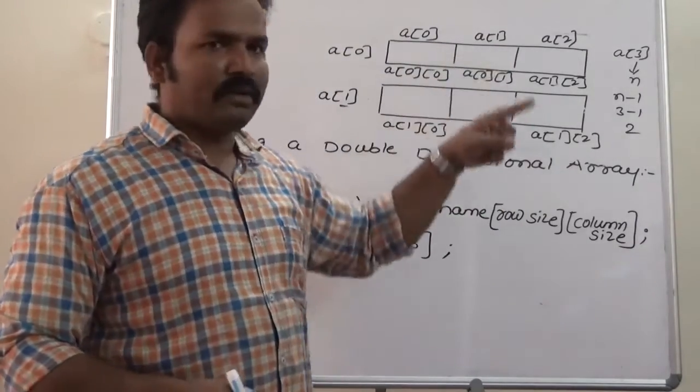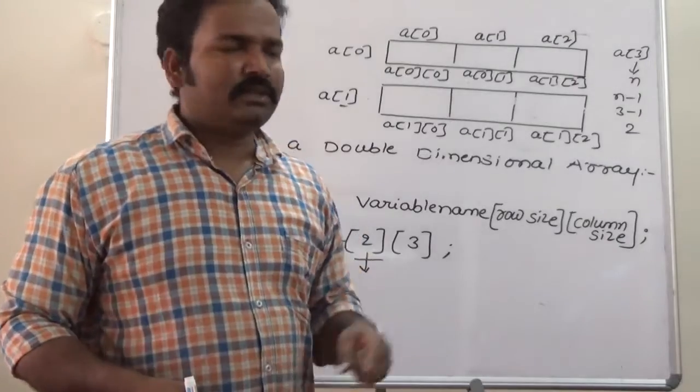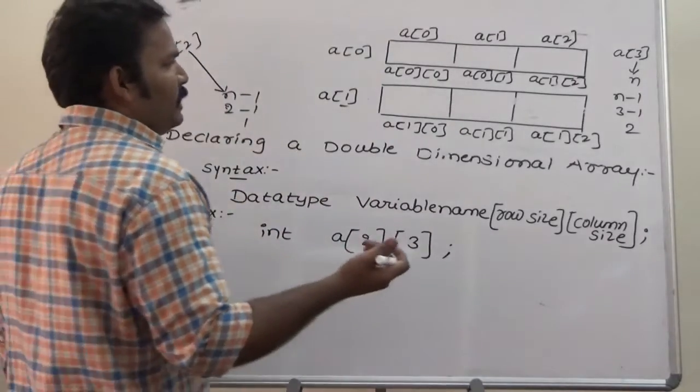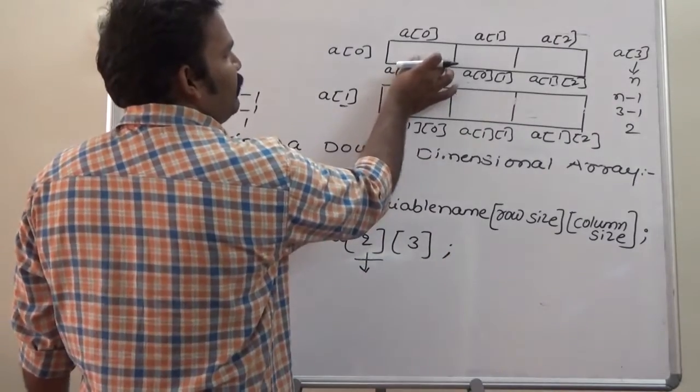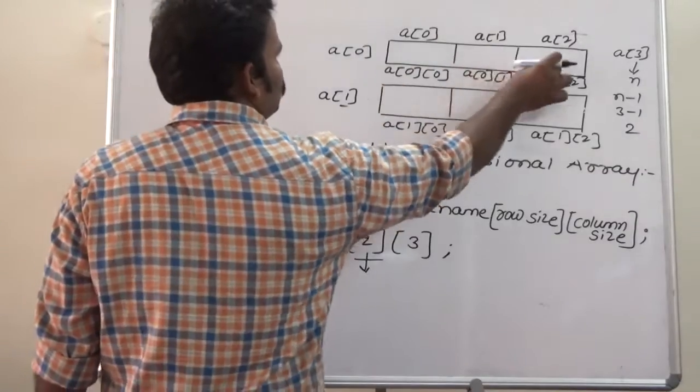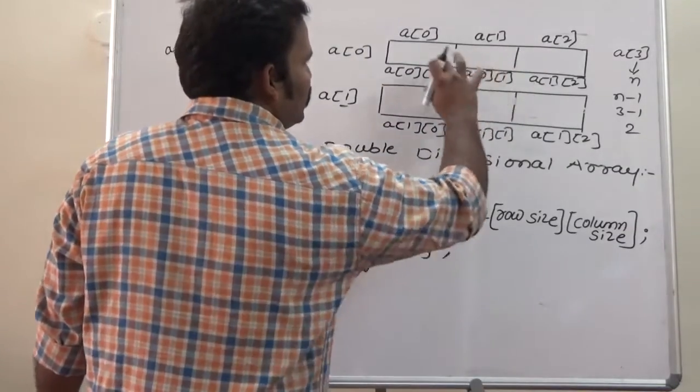Okay, 6 locations are there now. So it stores 6 elements, and each element occupies 2 bytes. So 2 bytes, 2 bytes, 2 bytes, 2 bytes, 2 bytes, 2 bytes, total 12 bytes.